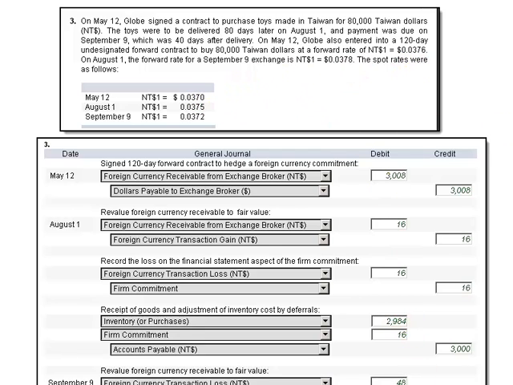All right, now, you begin to see the solution on the screen, but you can't see all of them. Okay, so we've got to come up with $3,008 for the first transaction with a debit to foreign currency receivables from an exchange broker and a credit to dollars payable to the exchange broker. Well, how do we come up with that $3,008? Let me show you.